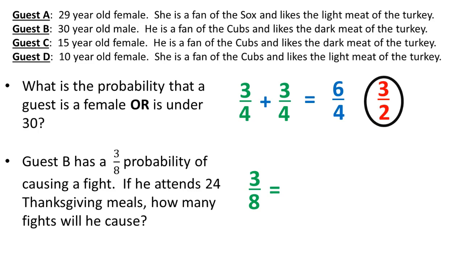If he attends 24 Thanksgivings, that's the total number. That's our total sample space, all of our outcomes. So that's going to be in my denominator. My unknown, the value that I want to know, is how many fights. In order to solve a proportion, we just cross multiply. 3 times 24 divided by 8 gives me 9. So you would cause 9 fights.